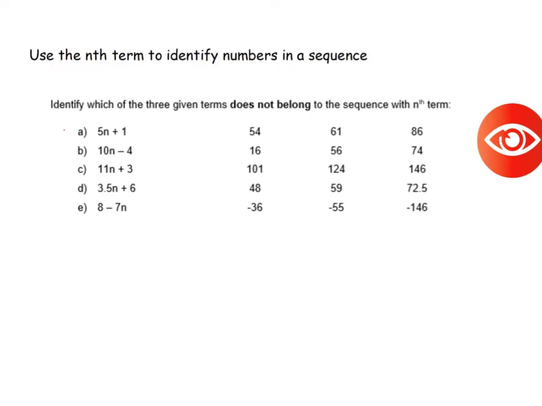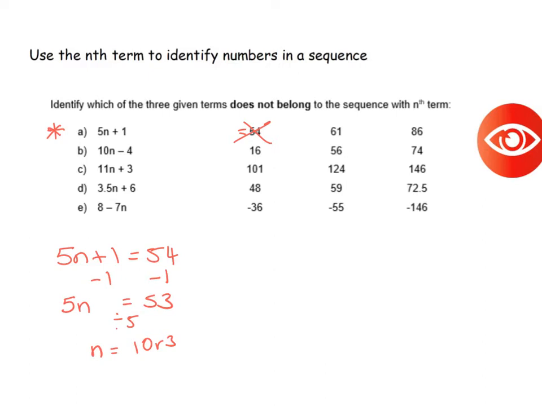I've got three parts to each question, so I'm going to start with the first one. 5n plus 1, and we're going to start with it equal to 54. We're going to solve that, and if the answer is a whole number, then it is in the sequence. So we're going to take away 1 from both sides, that gives me 53 equals 5n. We divide by 5, it does not go in there, it is 10 remainder 3, so therefore 54 is not in the sequence.